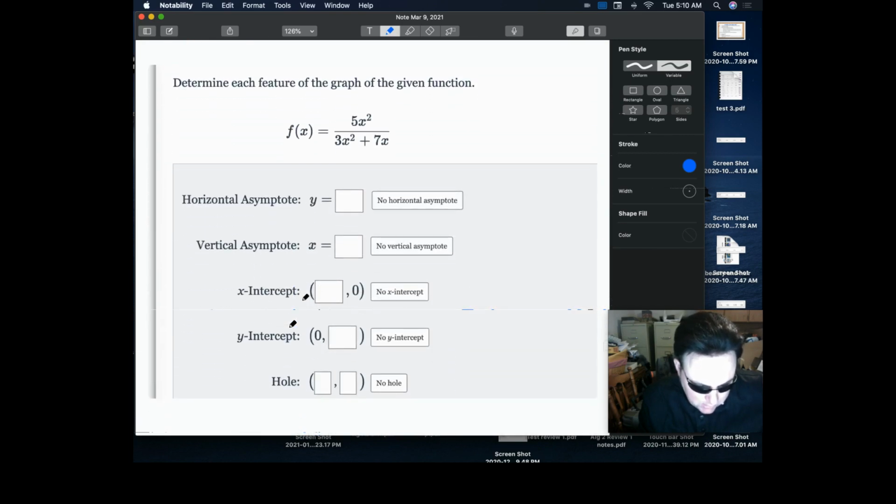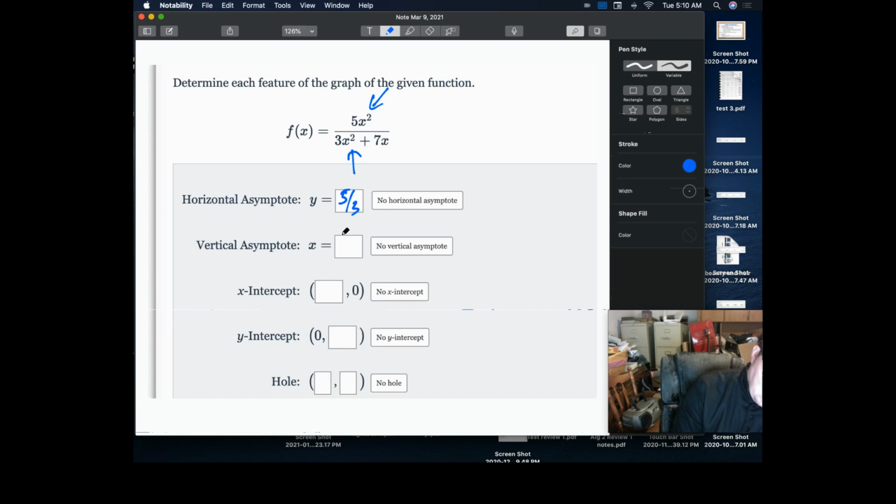Let's move on. Determine each feature of the graph of the given function. Okay. So horizontal. This is again because we have x squared on the top, x squared on the bottom. They just divide the leading coefficients. This is just 5/3. We do want to factor, but I mean, I guess, yeah. I'm laughing because this is so simple, but factor like this, right? This divides out 5x and 3x plus 7.